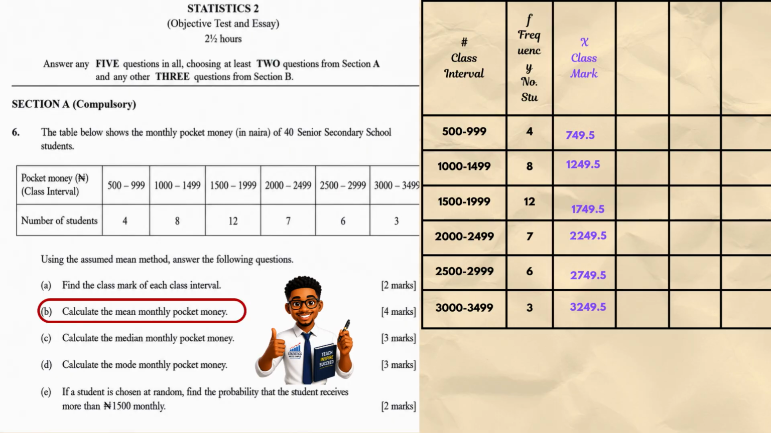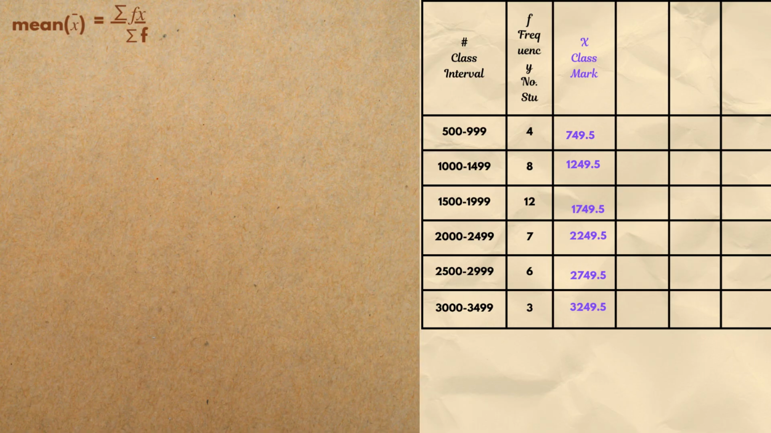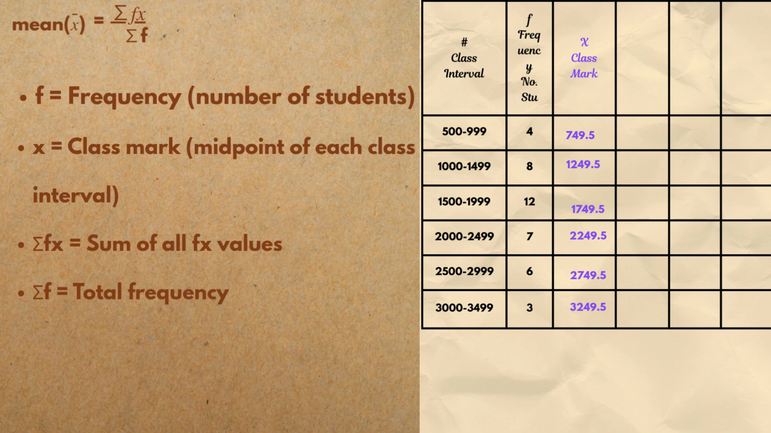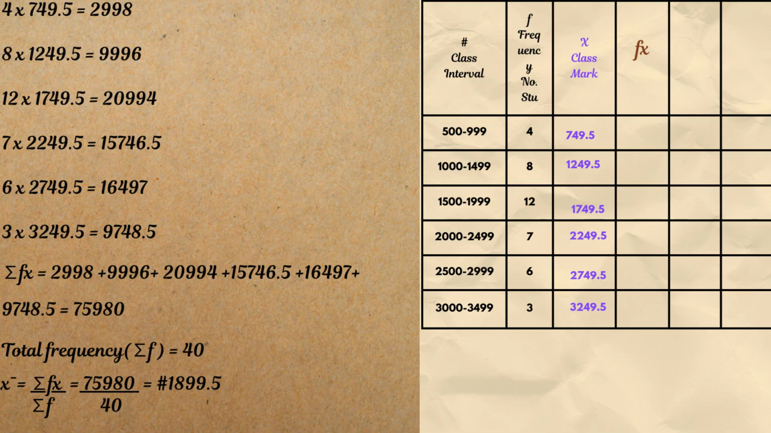Calculate the mean monthly pocket money. This is where many students panic. But don't worry, I'll simplify everything. The formula for mean is mean equals summation of fx divided by summation of f, where f equals frequency, x equals class mark. Summation fx equals sum of all fx values. Summation f equals total frequency. Now create a new table. Fx, which means frequency times class mark. Now multiply frequency by class mark.